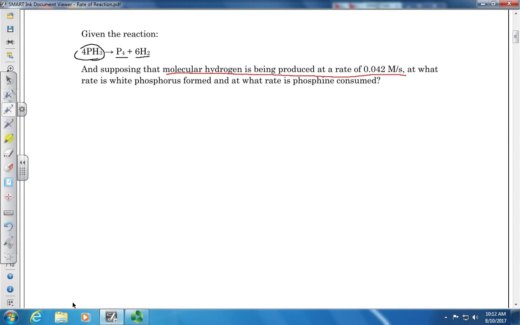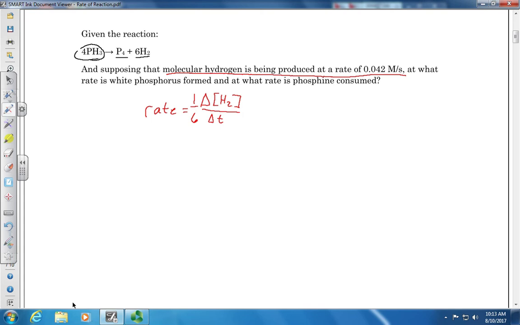So rate is equal to, in this case, delta H2 over delta T times 1 over 6. We know that to be a fact as part of the rate expression. However, we don't have the 1 over 6 component. All we know is that hydrogen is changing at a rate. So we know this delta concentration of molecular hydrogen over the change in time.